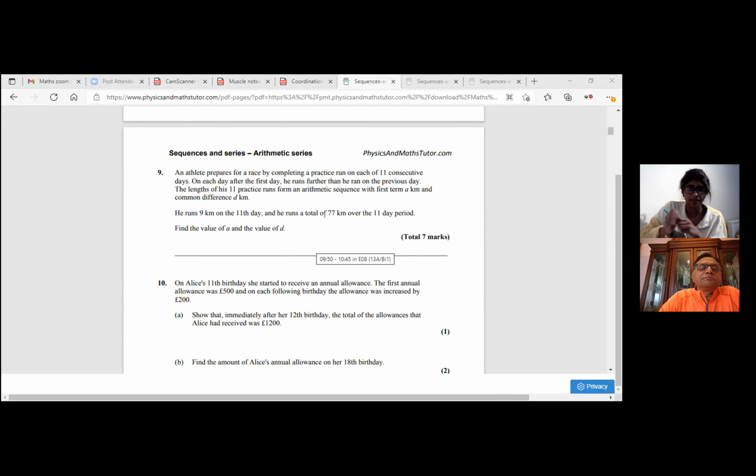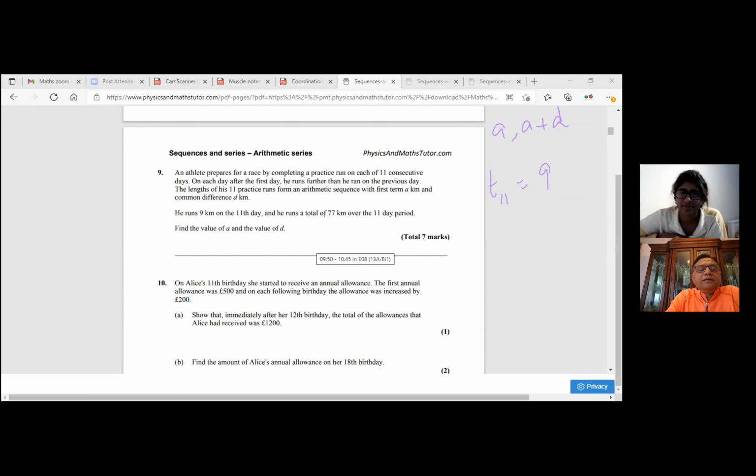An athlete prepares for a race by completing a practice run on each of 11 consecutive days. On each day after the first day, he runs further than he ran on the previous day. The lengths of his 11 practice runs form an arithmetic sequence with first term A kilometers and common difference D kilometers. He runs 9 kilometers on the 11th day, and a total of 77 kilometers over the 11-day period. Find the values of A and D.